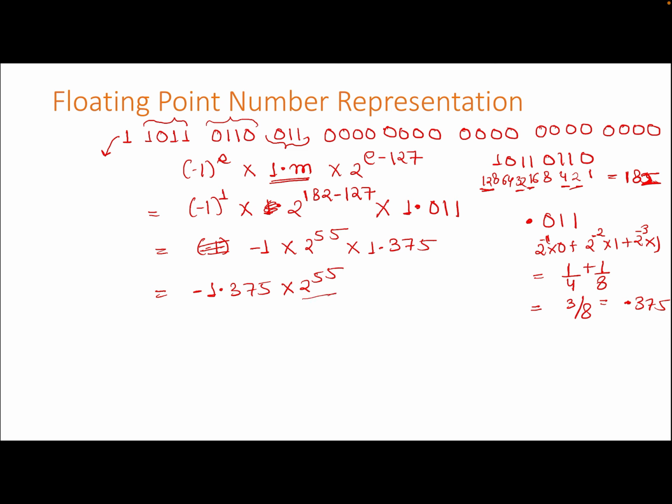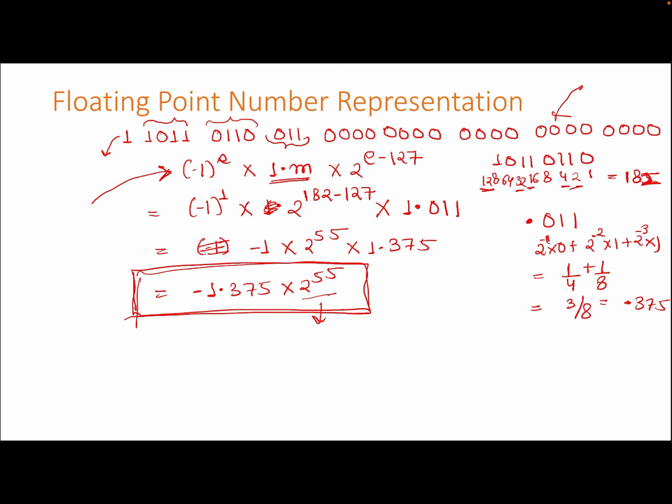You can solve this, or this can be considered as your final answer. Okay. So using this normalized representation and the IEEE 754 standard, this is how we will be representing. This is how we represent binary numbers and how these numbers are converted into decimal.